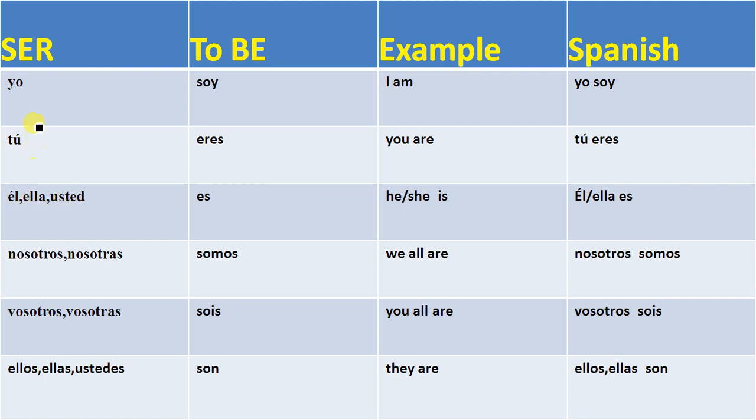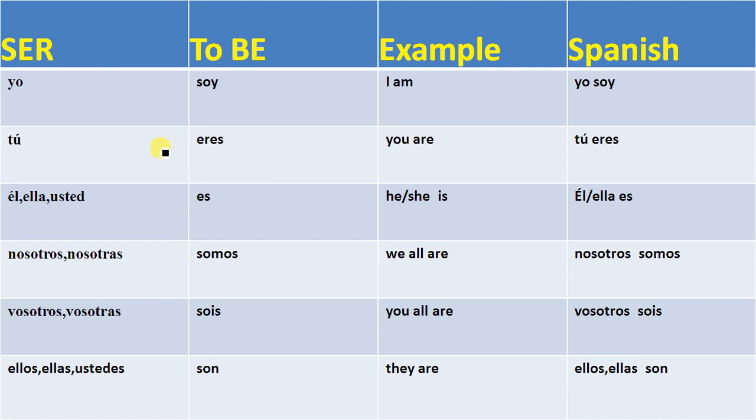So we divided these pronouns depending on the person. So yo is first person, tú is second person, and él, ella, usted come under third person, to be divided separately. Nosotros, nosotras, vosotros, vosotras, and ellos, ellas, and ustedes.